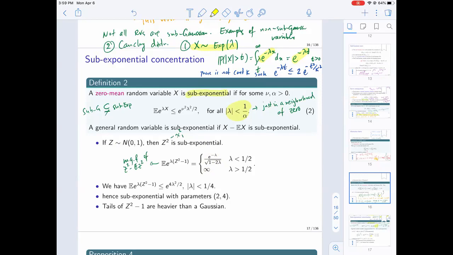So it's finite for all the negative lambdas, but for positive lambdas, it's just finite if lambda is less than 1/2. So now I have this MGF bounded by e to the 4 times lambda squared over 2. You can verify that if you take lambda to be less than 1/4, not close to the boundary here, then this quantity is less than this. So verify this as an exercise.